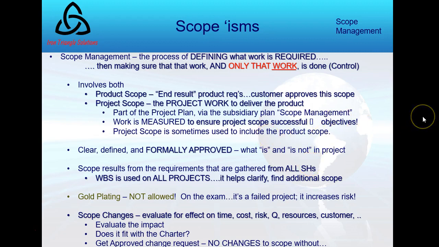We want to have clear, defined, and formally approved requirements. The clarity is very important, very clear requirements. And I will be discussing this more in the following lectures. When we build my scope statement, and then I'm going to create a work breakdown structure, or WBS. It will be used on all projects, broken down to the work packages, which define the deliverables I'm looking for.